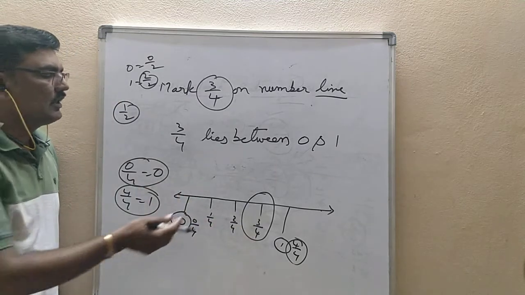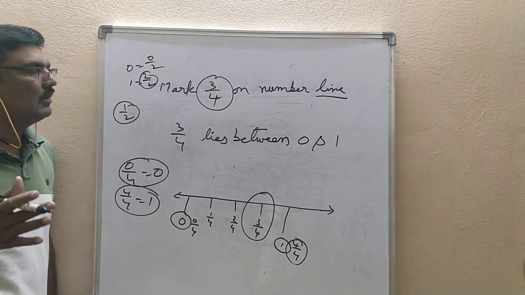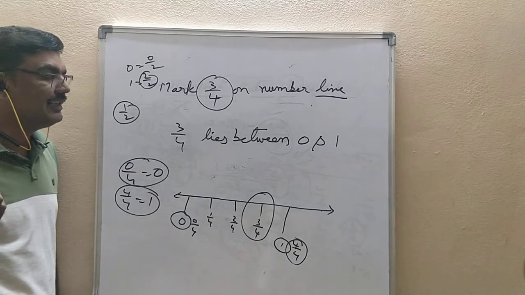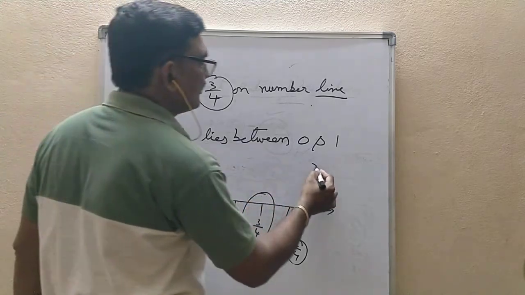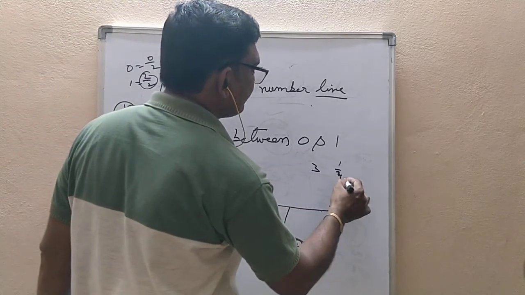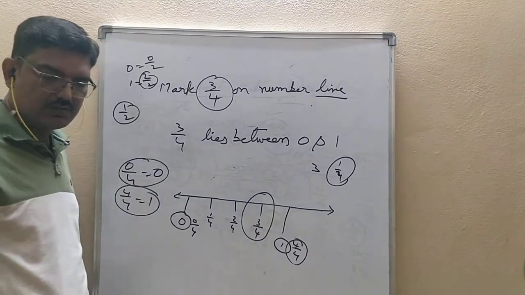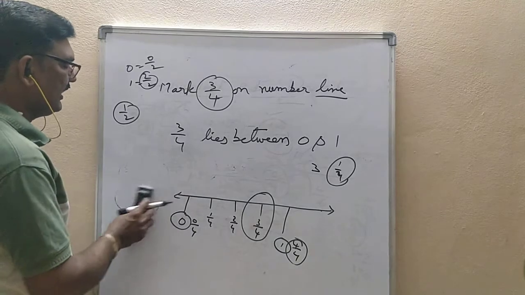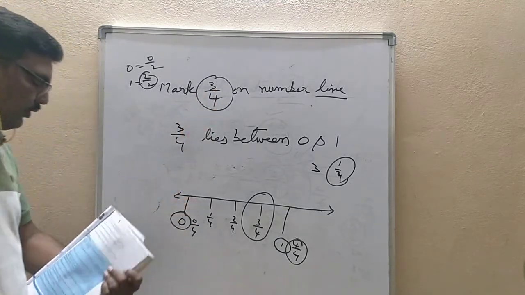So 3 by 4, if you won't understand in the normal way, they will say "teen pav", 3 1/4. How many 1/4 are there? 3 1/4, so 1/4 you already know about. So 3 1/4 will make 3/4. So you represented 3/4 on the number line.